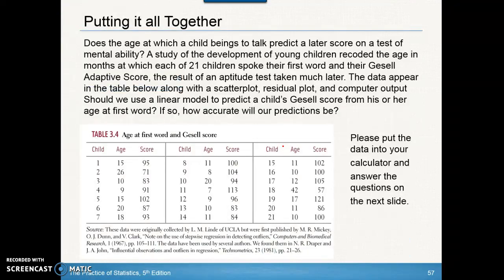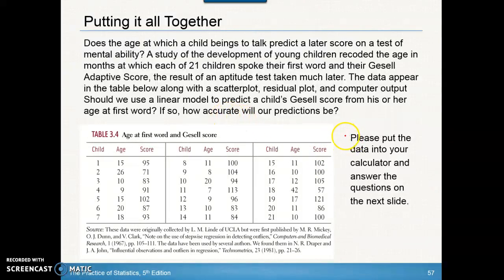Now, let's take a look at this example below. Does the age at which a child begins to talk predict a later score on a test of mental ability? A study of the development of young children recorded the age in months at which each of the 21 children spoke their first word and their Gesell adaptive score, which is the result of an aptitude test taken much later. The data appear in the table below along with a scatter plot, residual plot, and computer output. Should we use a linear model to predict the Gesell score from his or her age at their first word? If so, how accurate will your predictions be?